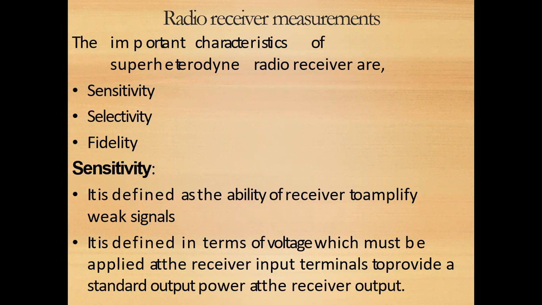Actually, while transmitting our information, as it is a long distance, after transmitting that much distance, the received signal may be weak. Even if the received signal is weak, if the receiver has good sensitivity, then it is able to identify those weak signals and amplify them. So it should have that much ability to receive weak signals also. If we define this in terms of voltage, it is the voltage which must be applied at the receiver input terminals to provide a standard output power at the receiver output.